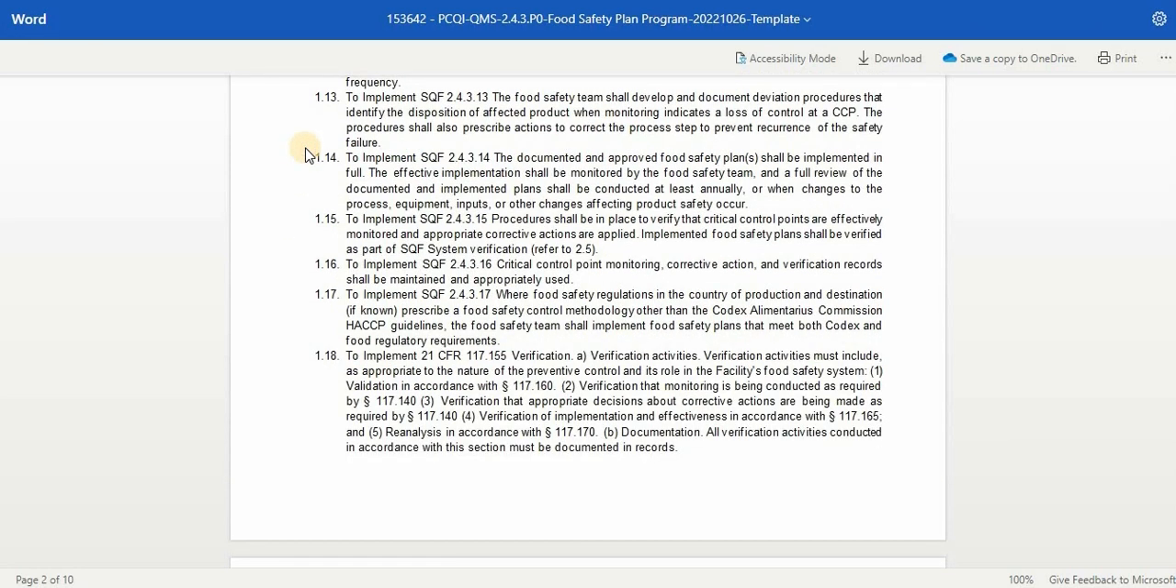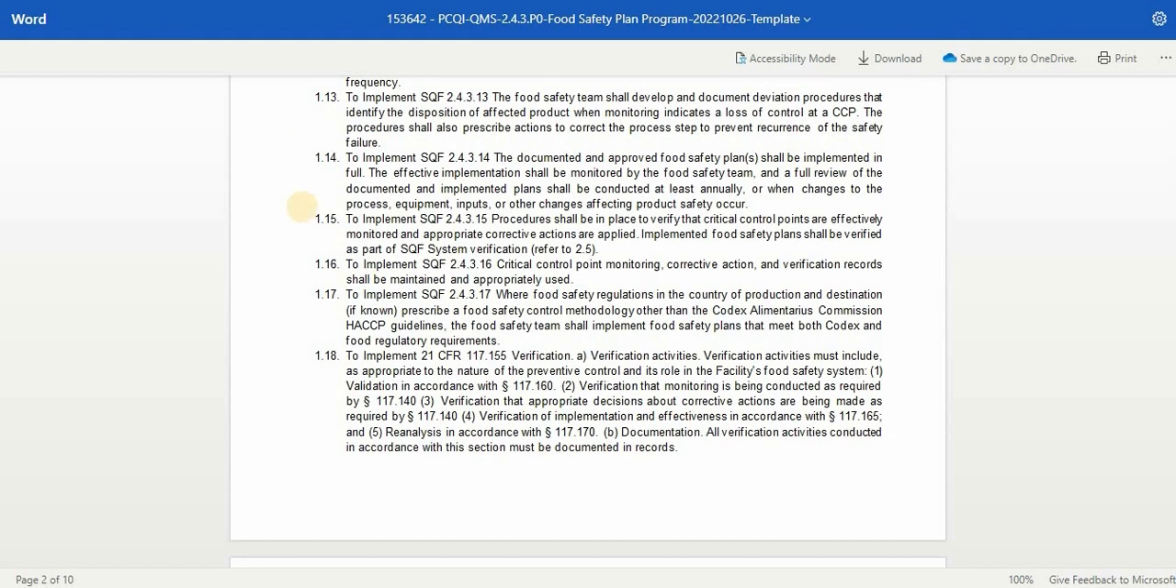14th, to implement SQF 2.4.3.14, the documented and approved food safety plan shall be implemented in full. The effective implementation shall be monitored by the food safety team, and a full review of the documented and implemented plans shall be conducted at least annually or when changes to the process, equipment, inputs, or other changes affecting product safety occur.